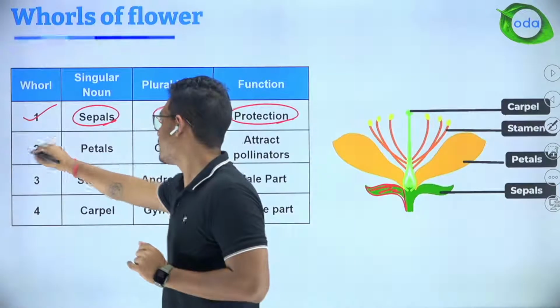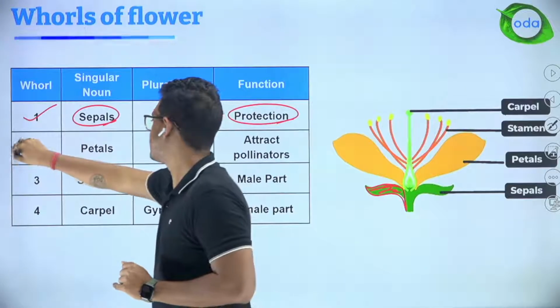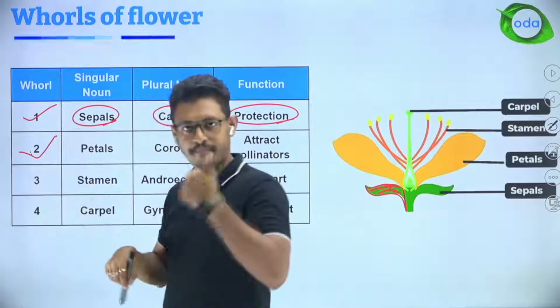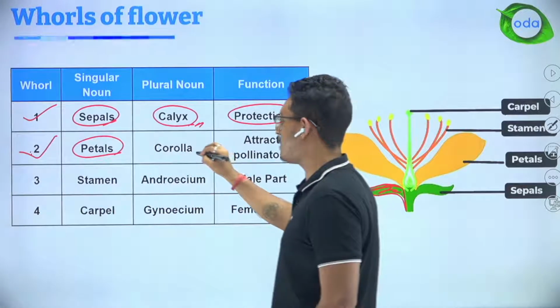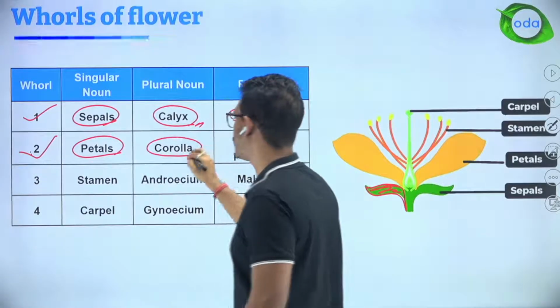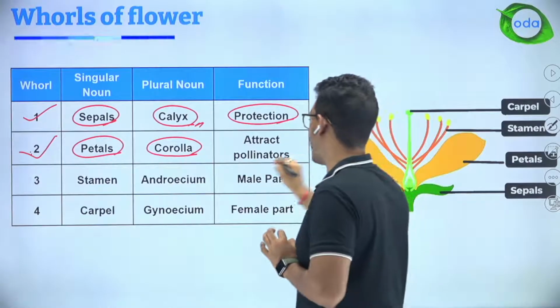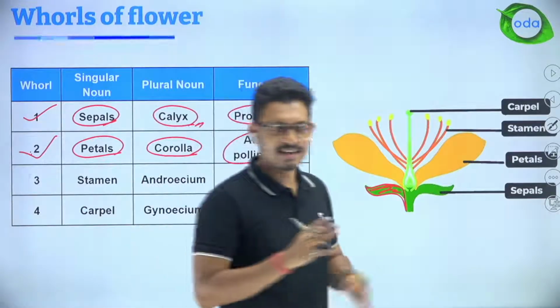Second whorl or second ring is the petals. Petals are the most colorful part of the plant, and of course, there is not one single petal, multiple petals will be there. So, the plural noun for petal is called corolla. The job of a petal is only one, and that is to be bright and beautiful and attract all the pollinators.